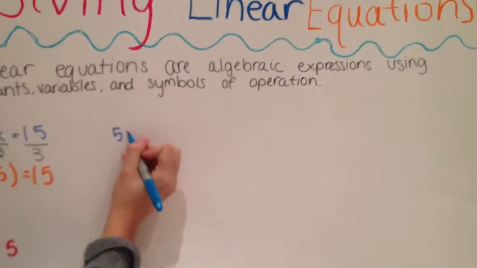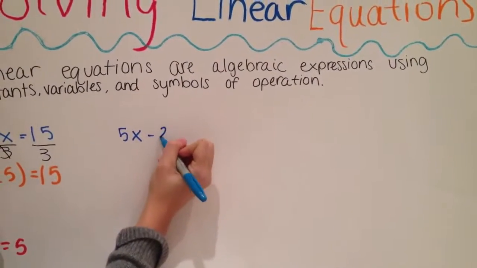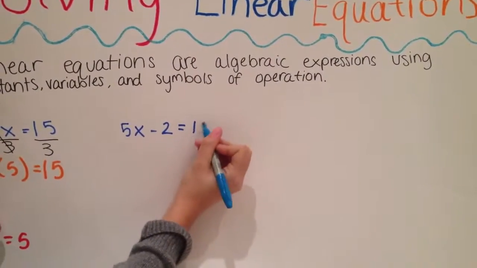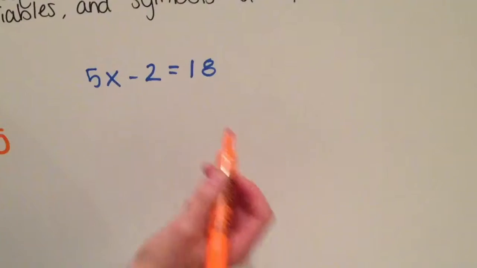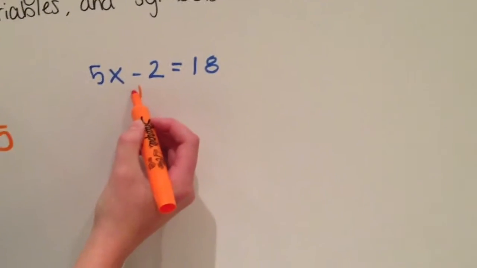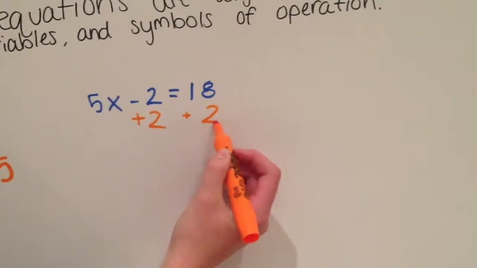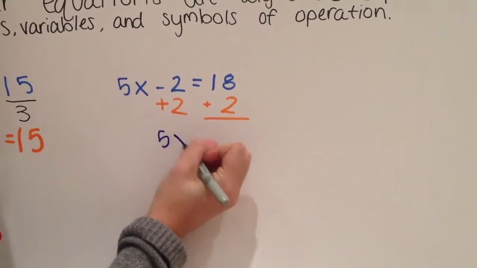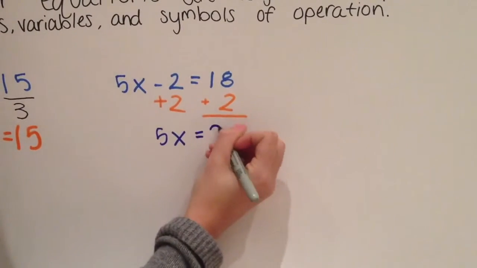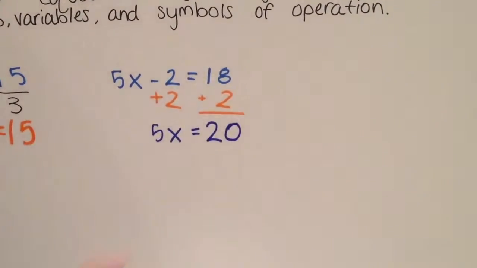For our next equation, 5x minus 2 equals 18, we are going to show you how to solve for x. The first step to solving this problem is to add 2 to both sides. This is done because to get x alone, we have to do the same process on both sides.